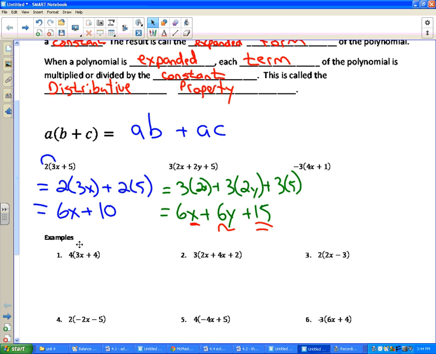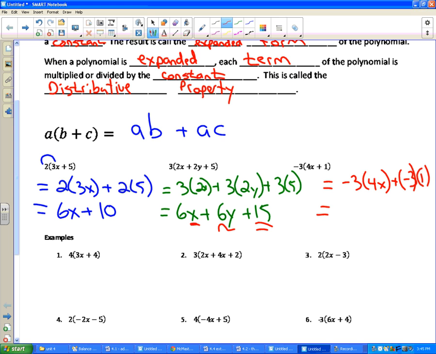Our last example. Negative 3 is our constant, and our polynomial is 4x plus 1. Same kind of thing, we just threw in a negative now. So negative 3 times 4x plus negative 3 times 1. I'm going to put a bracket around that too, just to make it a bit less confusing. The negative is going to mess us up a little bit, but we'll show you how it works.